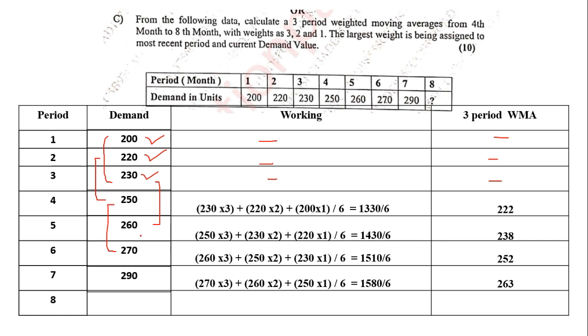Last, from 260 to 290. So it will be 290 into 3 plus 270 into 2 plus 260 into 1. The total comes to 1670 divided by 6, so we get the value 278. So this is how you have to solve this particular sum based on the 3-period weighted moving average. You can go through it once and take a note of this, and then we'll jump to the next question which was asked.